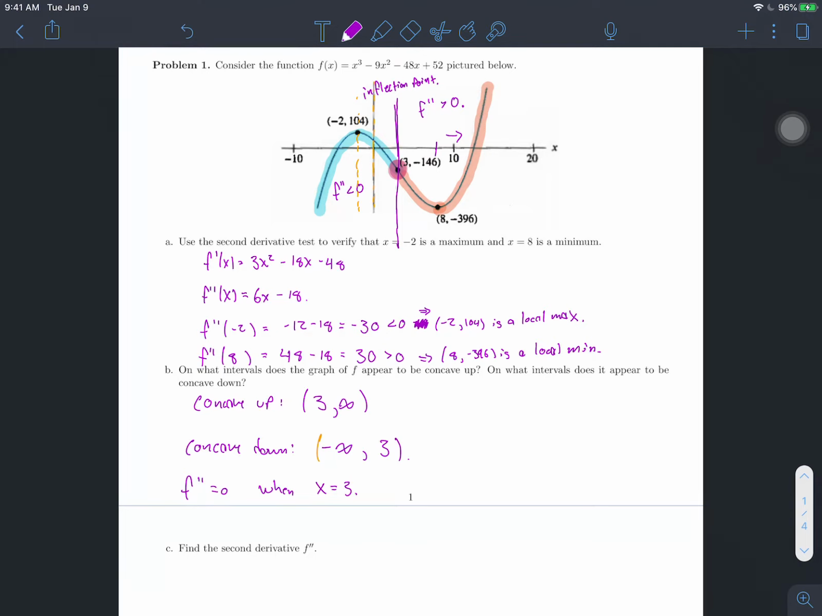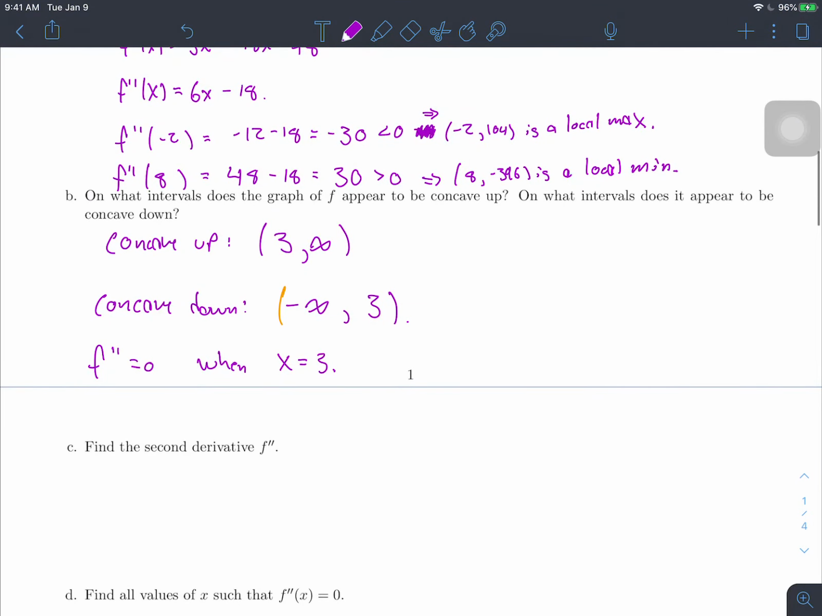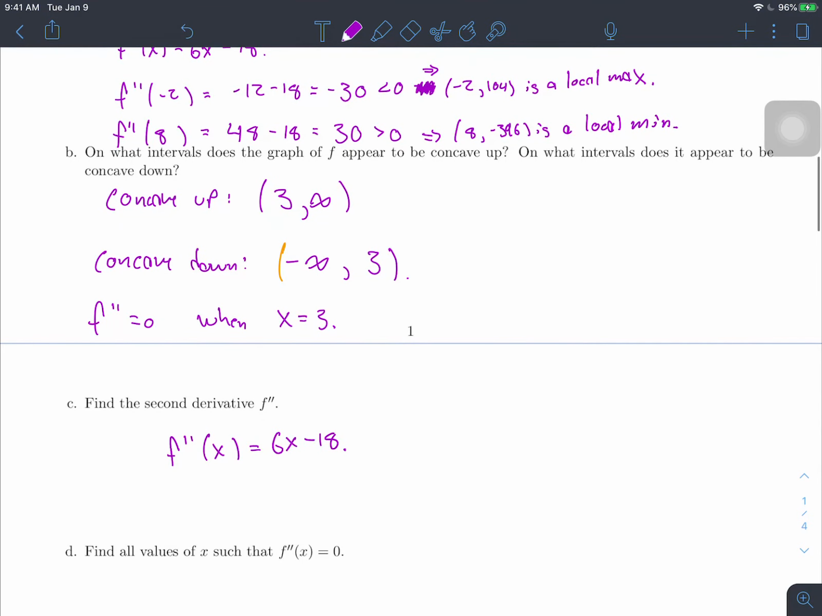Okay. Let's verify that that's true, by the way. We already computed the second derivative of f. We know that f double prime of x equals 6x minus 18. What's going to happen if I plug in f double prime of 3? Well, I'm just going to plug in 3 and I'll get 18 minus 18, and I get 0. Okay, wonderful. This is consistent with everything we've said so far.